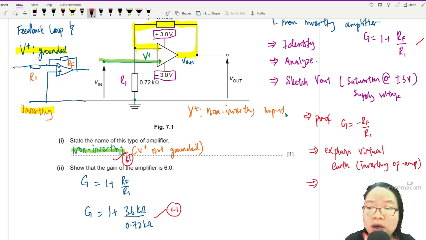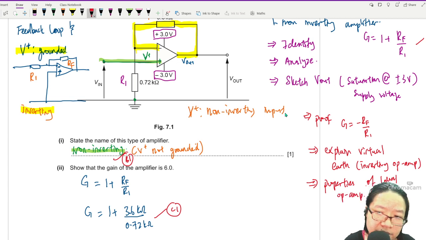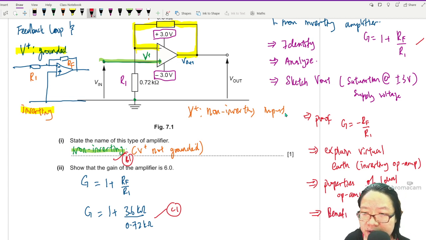And also to be able to state the properties of ideal op-amp. These are not asked in this question, obviously, but they can ask. It is covered in your syllabus. And also to be able to say the benefit of negative feedback.